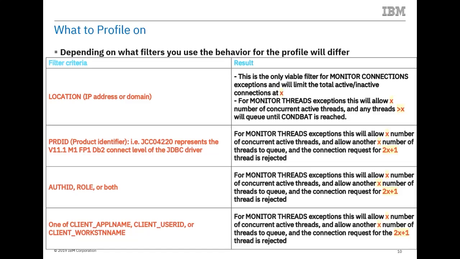Other things like product ID. So if you want to look at driver levels to try to get rid of some of the old ones, for monitor threads against any of those, if you say 100, we're going to allow 100 in, then we're going to queue the next 100, and then the 201st one gets axed. So in this case, the 2x plus 1 number is when you start rejecting. The other ones will keep and wait. For auth ID or role, same as the 2x plus 1, and the same for the client accounting parameters at the very bottom. If you do a monitor thread against those, we're going to allow 100 to act concurrently, queue the next 100, and kill the 201st.